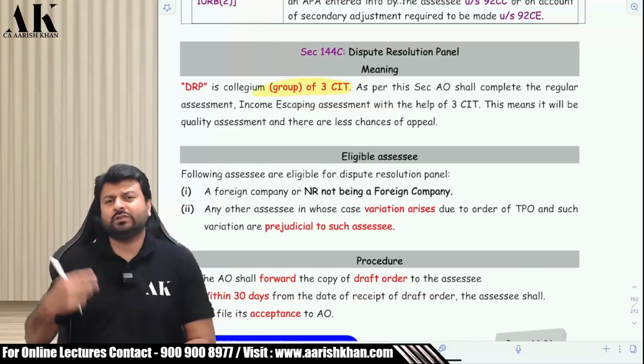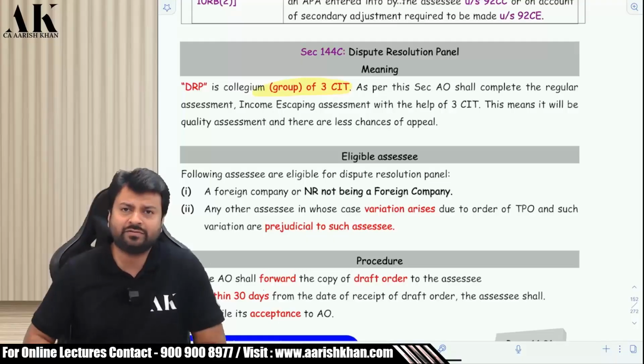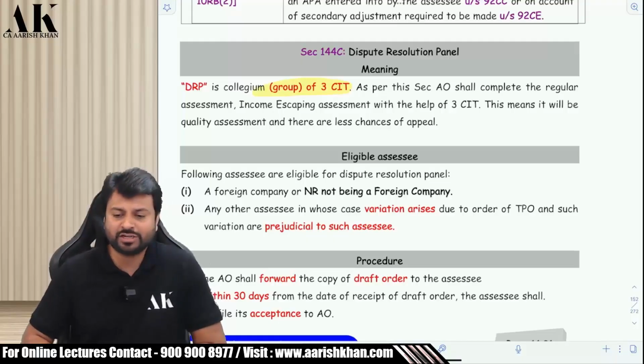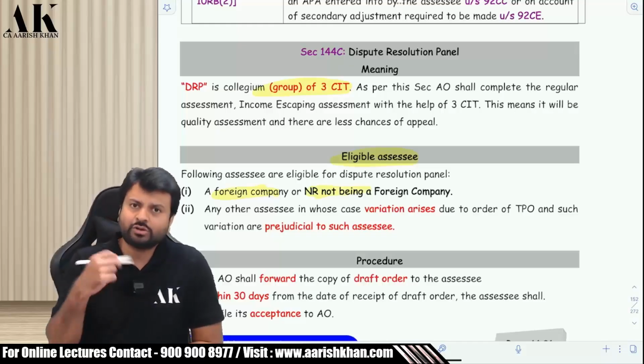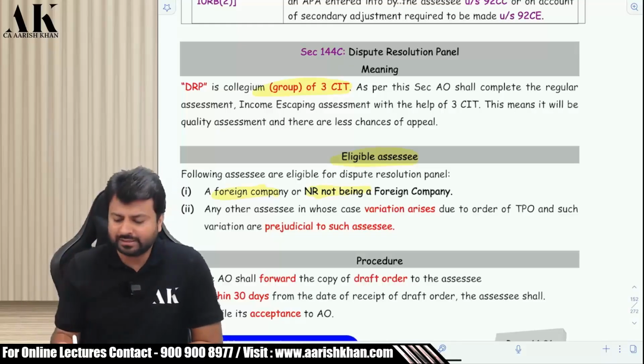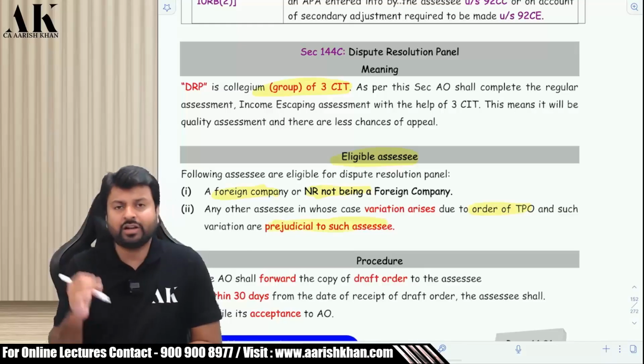Now, in whose case, who are those lucky and fortunate assessees in whose case the dispute resolution panel will be applicable? It is applicable in case of an eligible assessee. Who is an eligible assessee? A foreign company is always an eligible assessee. A non-resident is also always an eligible assessee. Any other assessee can also be eligible if the TPO has passed an order prejudicial to the assessee.